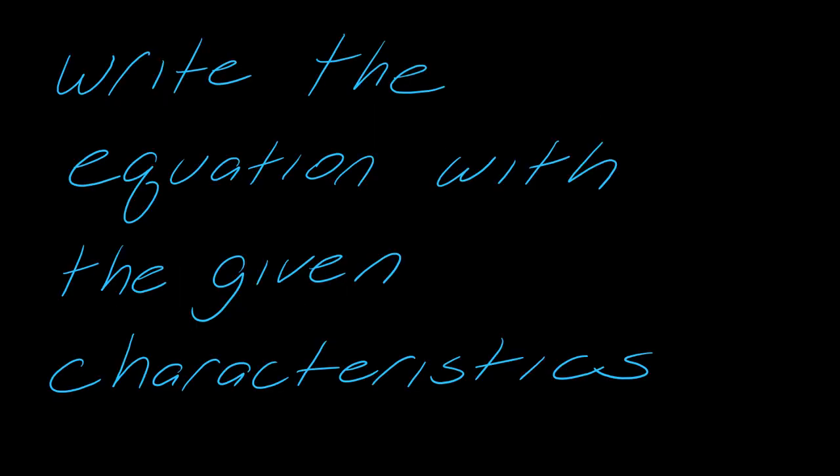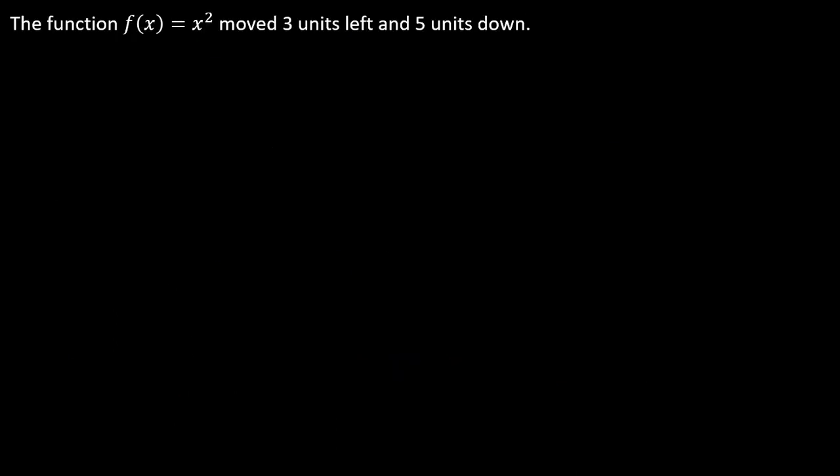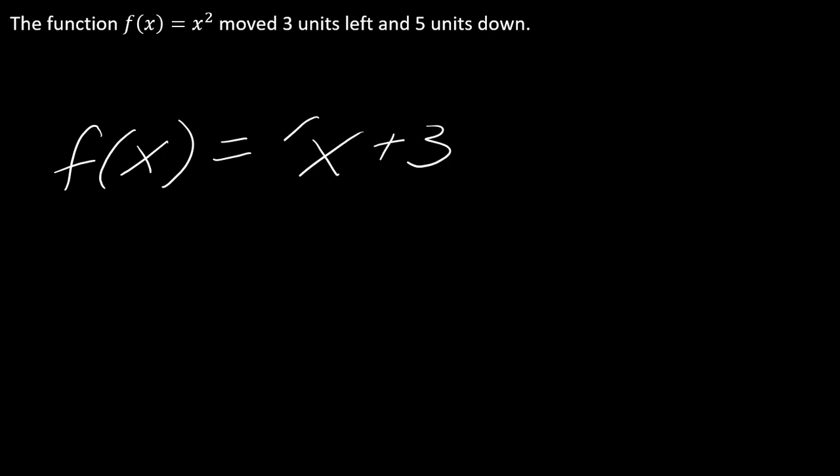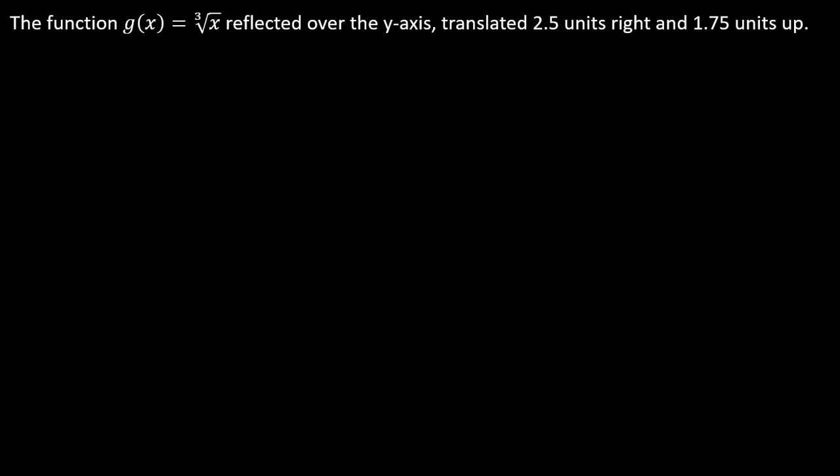The last thing that I want to do in this video is write the equation with the given characteristics. So what we're going to do now is go the opposite way. I want a function, I want x squared moved 3 units left and 5 units down. So how would that look? Well, that would become f of x equals, so to move left, I'm going to add 3. And then to move down, I'm going to subtract 5. So that's what we're looking for, just how would you actually write that function.